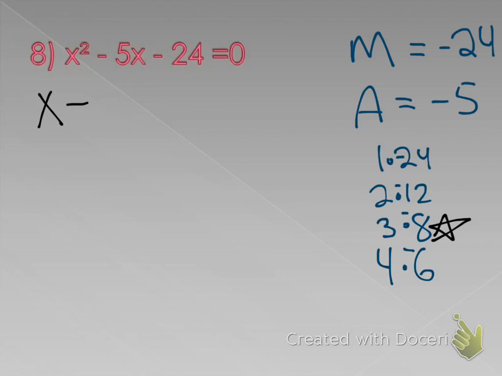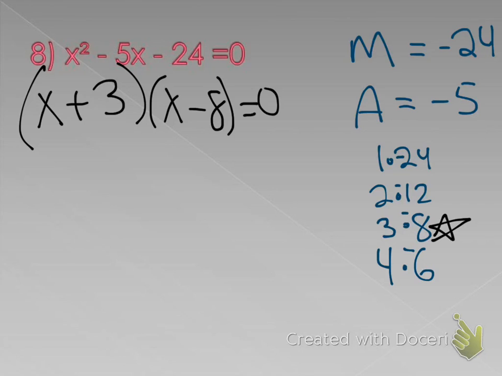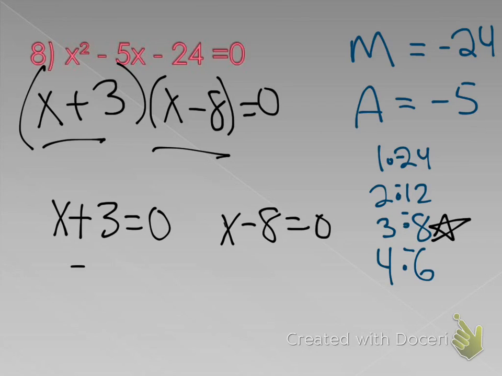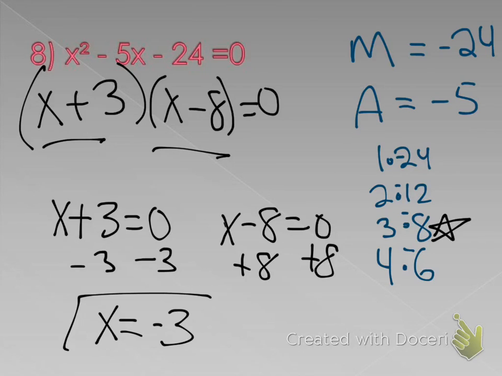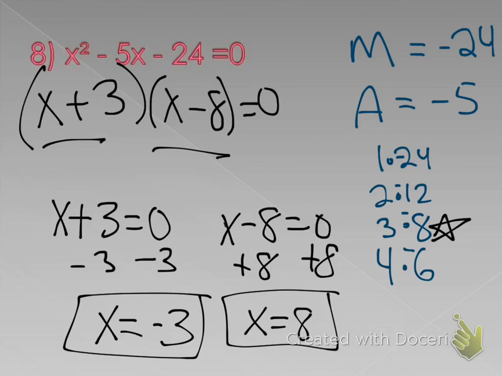Alright, so now I have x plus 3 and x minus 8. So you're saying to solve these we need to subtract 3 and add 8? Yeah. So my solution ends up being 1 negative and 1 positive. All right, raise your hands if you have any questions. If not, that is section 8.3.